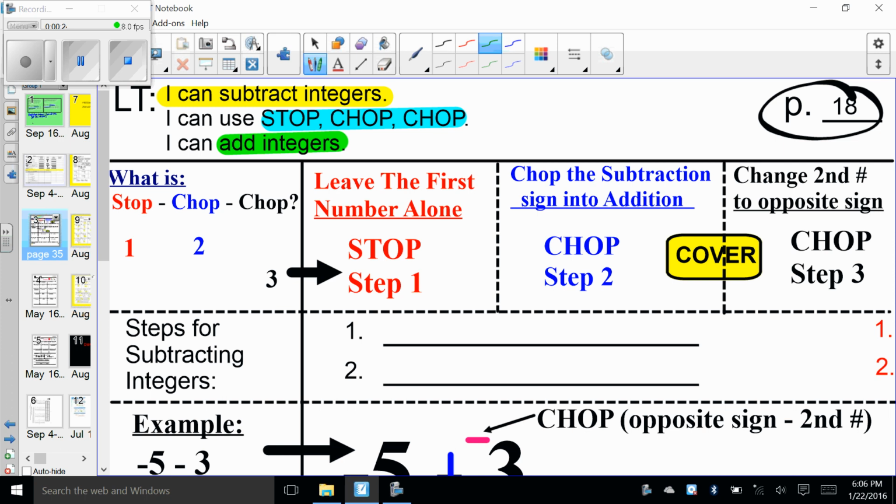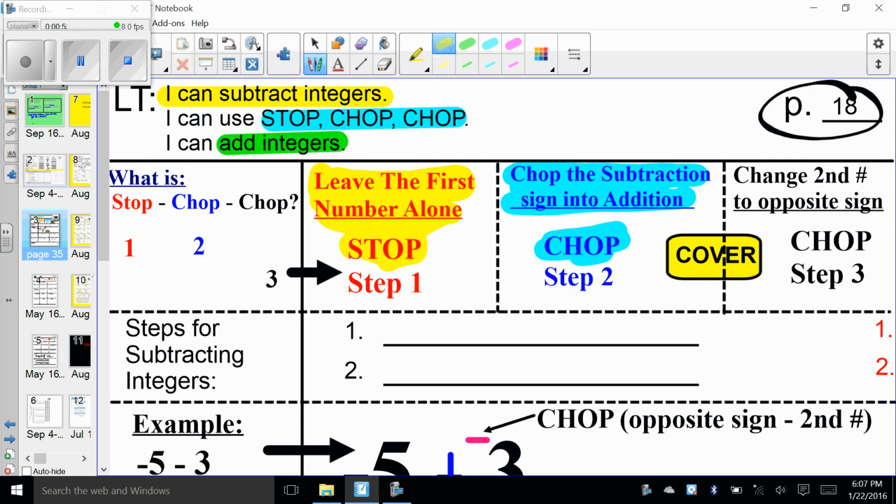All right, so we're going to talk first of all about this strategy called stop, chop, chop. We use this strategy when we're subtracting an integer. So let's just talk through what this looks like. Here we go. Stop means we're going to totally leave the first number alone, like a giant stop sign. Don't do anything. Stop. Then we are going to chop the subtraction into addition, which we're going to call chop. Chop the subtraction into addition every time there's a subtraction sign.